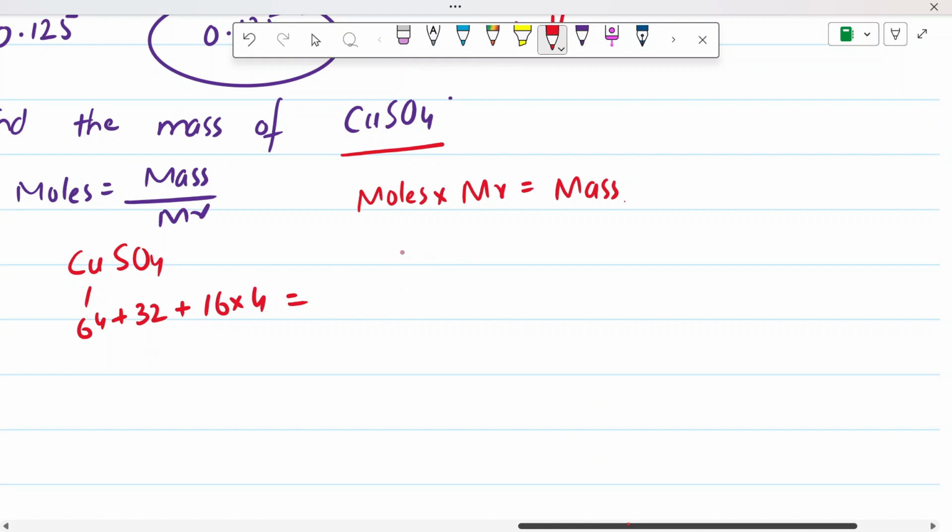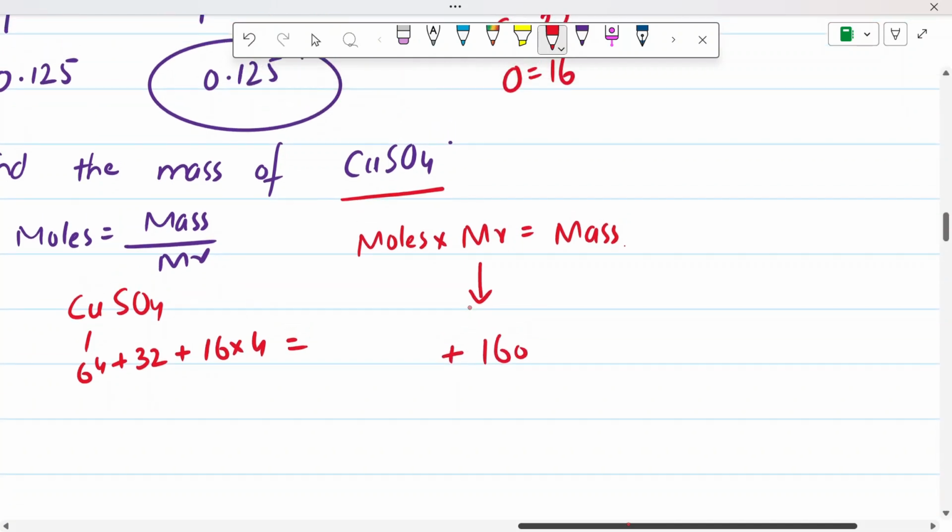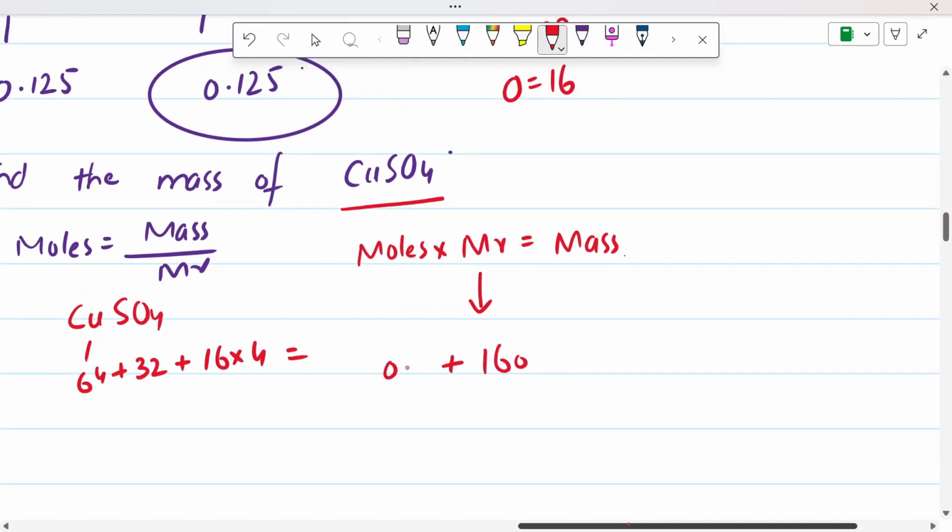Let me check it again. Yeah, you can recheck it. The molecular mass is 160 and the moles are 0.125. So multiply these two terms. 0.125 times 160. What do we get? We get 20. So that's the mass, 20 grams. Very good. That is the mass.